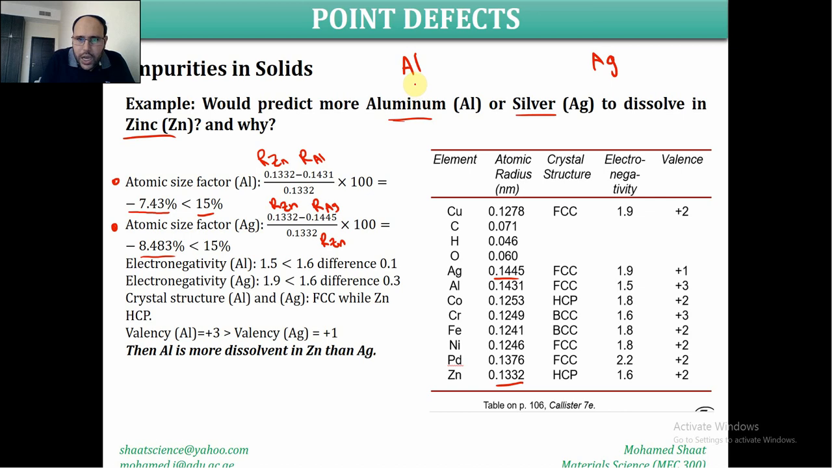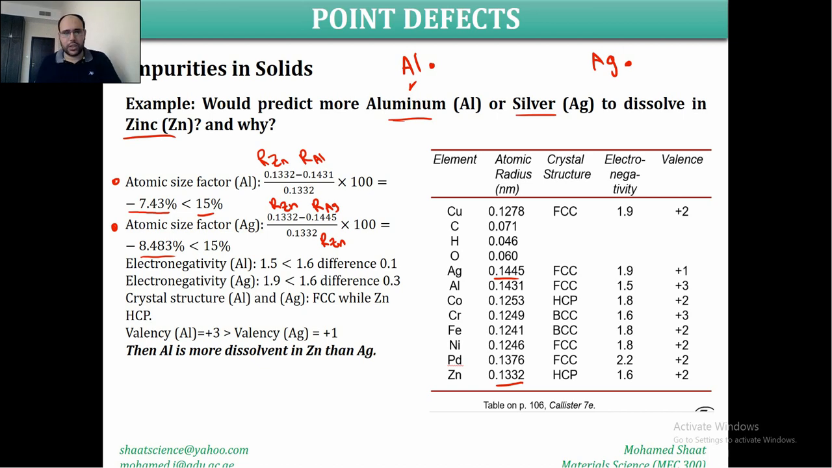So the first condition is acceptable to both. But remember that the aluminum is more likely to be dissolved within the zinc than the Ag. Why? Because the difference here is lower than the difference in the Ag or silver case. It means that this gives 1 point to the aluminum over the Ag, but the difference is not that big. Here it is 7.43, here it is 8.48. Both can form a substitutional solid solution based on this atomic size condition.